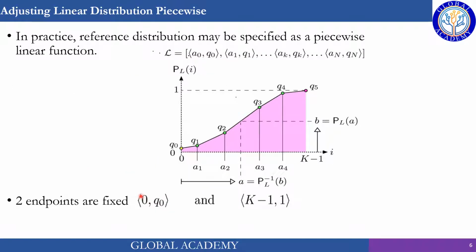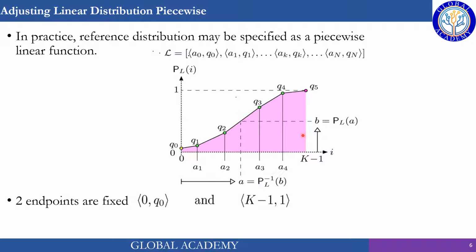How do we design an arbitrary histogram as a reference histogram or target histogram? In fact, we design the cumulative histogram which corresponds to the target histogram. So the simple solution would be to select many points along the required curve, like this one. We have Q0 at 0 and Q1 at A1, Q2 at A2 and so on, up to say Qn at An.